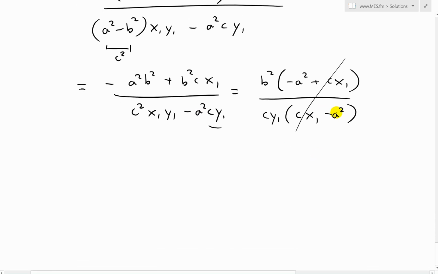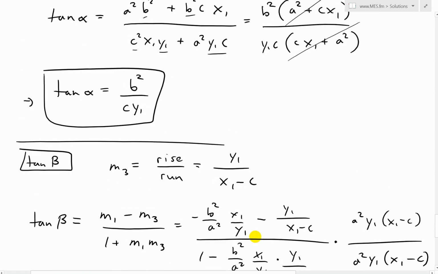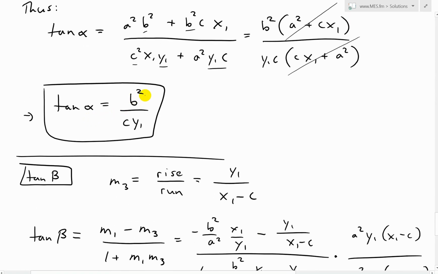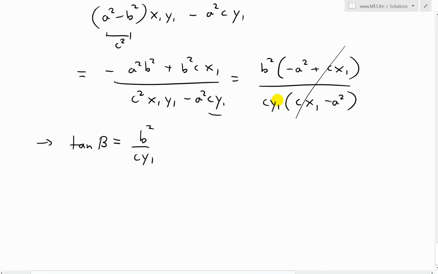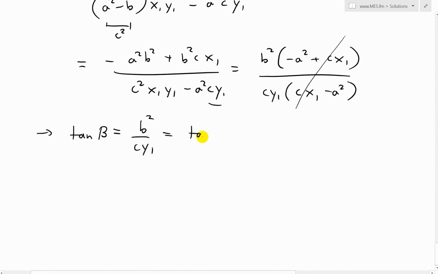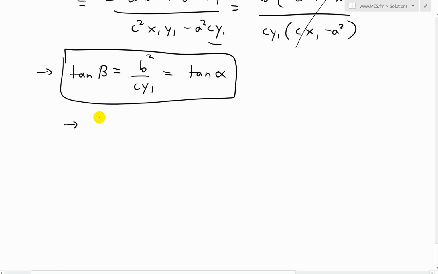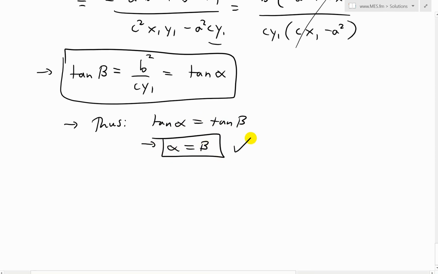Just rearranged differently. So then we have b squared over c y1, so tan alpha equals b squared over c y1, which, as I showed above, let's go back up to that value, tan alpha equals b squared over c y1. This equals tan alpha, and what do you know, that's quite an amazing result. So thus we have tan alpha equals tan beta. In other words, these are both equal, so alpha equals beta like that, and we've just proven the reflective property.